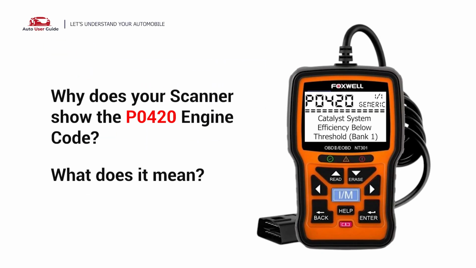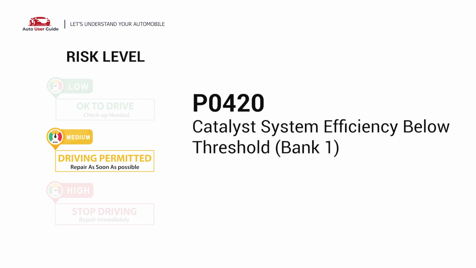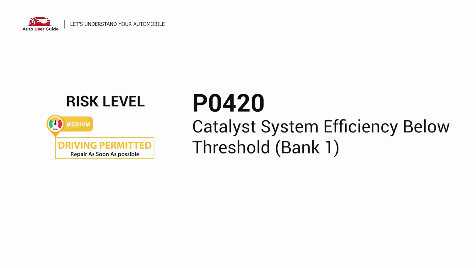Why does your scanner show the P0420 engine code? What does it mean? P0420 is a diagnostic trouble code for catalyst system efficiency below threshold, Bank 1.